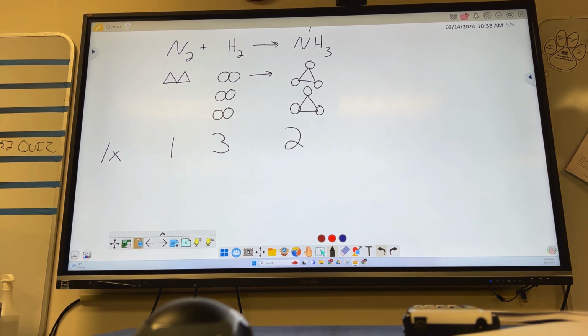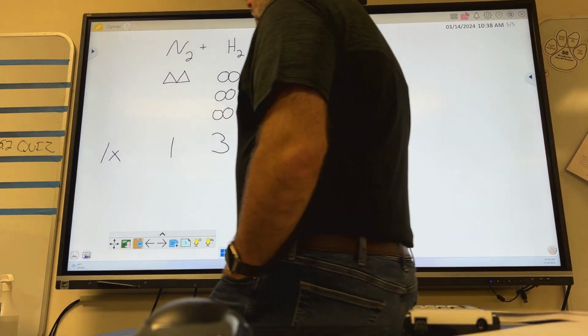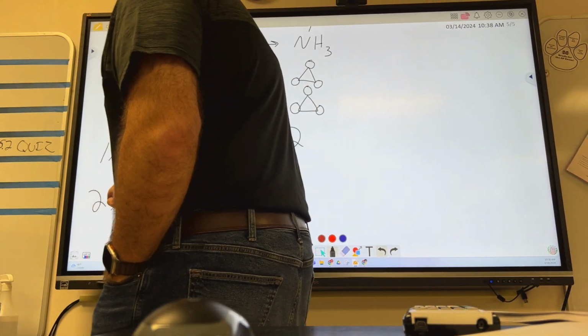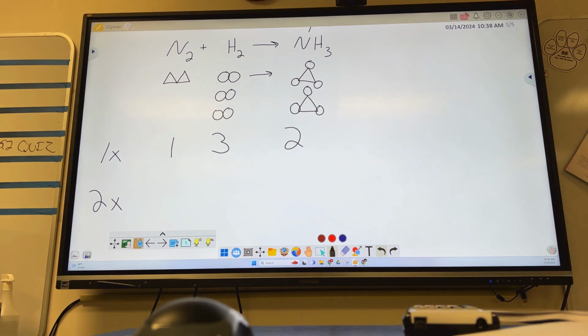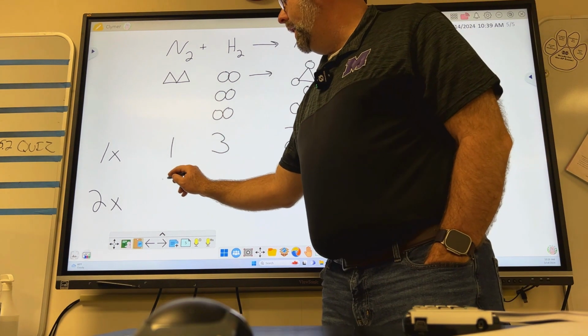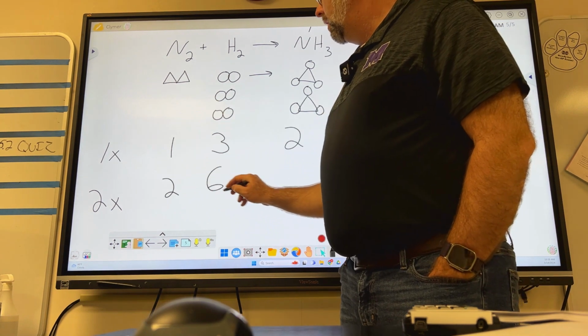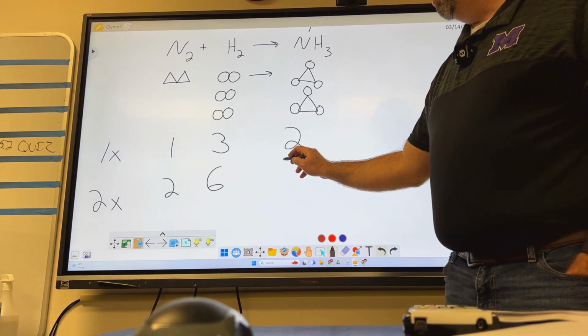So let's run this twice. If we run this reaction twice, we want to do a whole reaction twice, how many nitrogen molecules would I need to run this equation twice? 2. How many hydrogens would I need? And how many products would we form? 4.